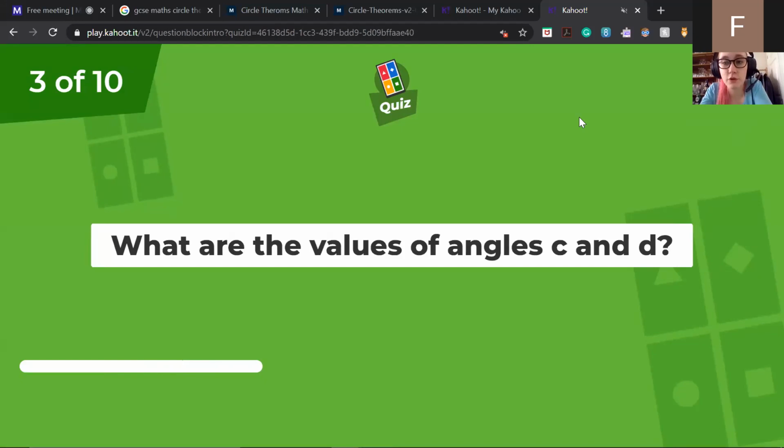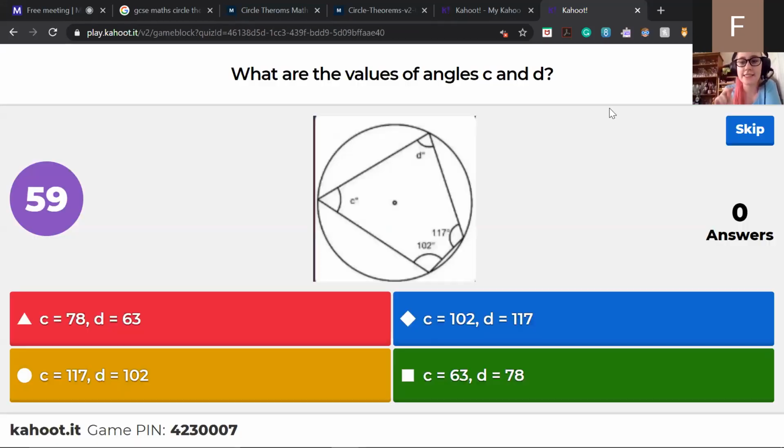So here we've got two angles to look at, C and D. So we want to know what each of them are.